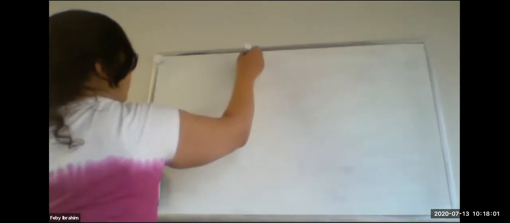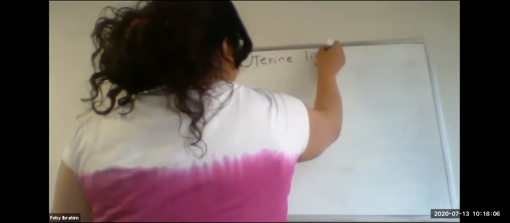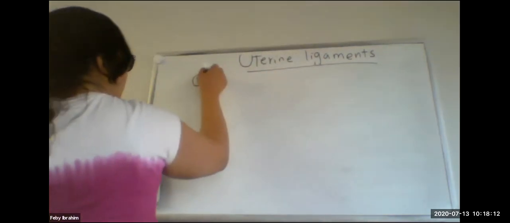Uterine ligaments. Number one, we're gonna talk about a ligament called the broad ligament.